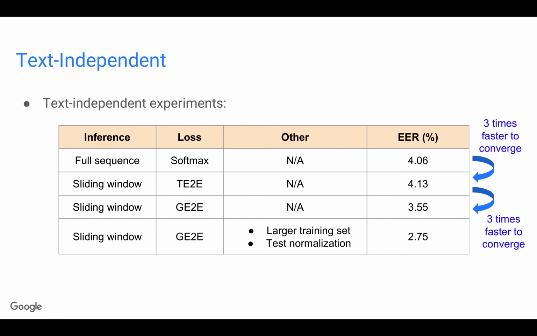However, tuple end-to-end loss is like 3 times faster to converge than full sequence training. Generalized end-to-end loss is significantly better in equal error rate than tuple-based end-to-end loss, and it is at the same time another 3 times faster to converge than tuple end-to-end loss. By using a larger training set and applying techniques like test normalization, we can get our equal error rate as small as 2.75%.